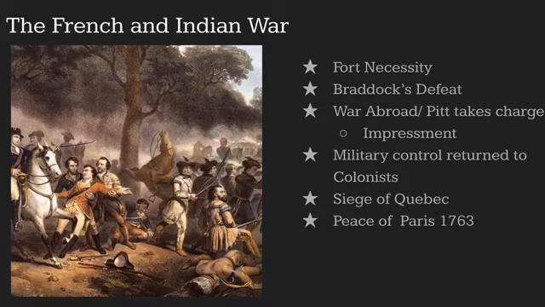Phase 3 of the war. In this phase, Pitt turned control of the military back to the colonists. Immediately, this resulted in an increase of enlistments. Eventually, the British outnumbered the French and were seizing one stronghold after another.